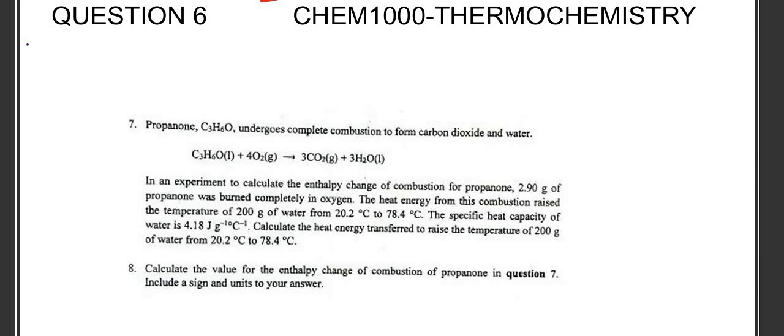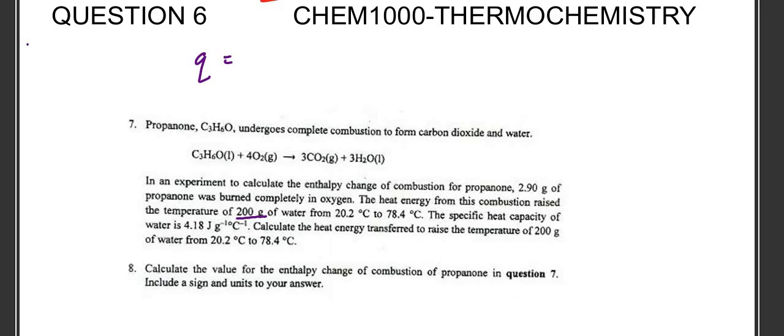Then look at this part. The only thing I was interested in is simply the last part. They're saying propane, this guy here, is given under complete combustion. In an experiment, you calculate the enthalpy change of combustion for propane. 2 point something grams of propane was burned completely in oxygen. The heat energy from this combustion raised the temperature of 200 grams of water. The specific heat capacity of water is given. Calculate the heat transfer to raise the temperature. So what is the heat needed? The mass of water is what?